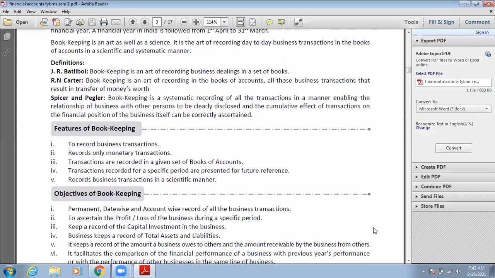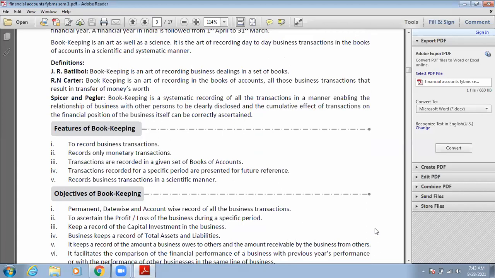Okay, now let's see the features. Can I expect a student to read one feature and let me know? Yes, student, come on. Anyone? Yes, ma'am. Record business transactions. Yes, can you explain this, beta? What is this? To record business transactions?